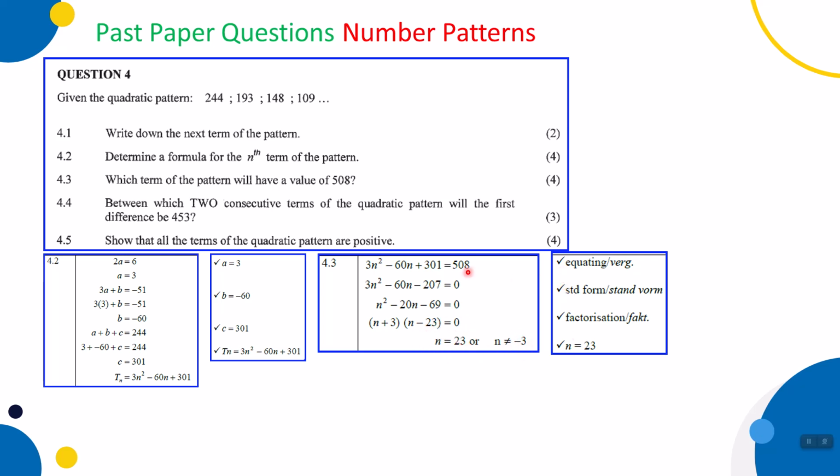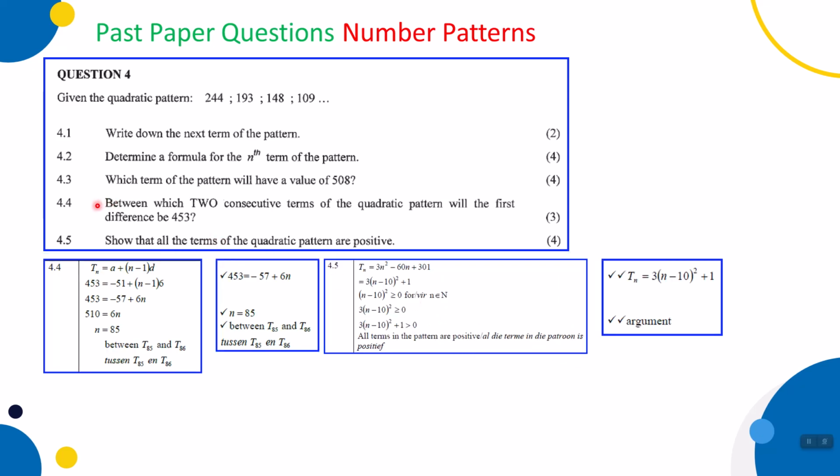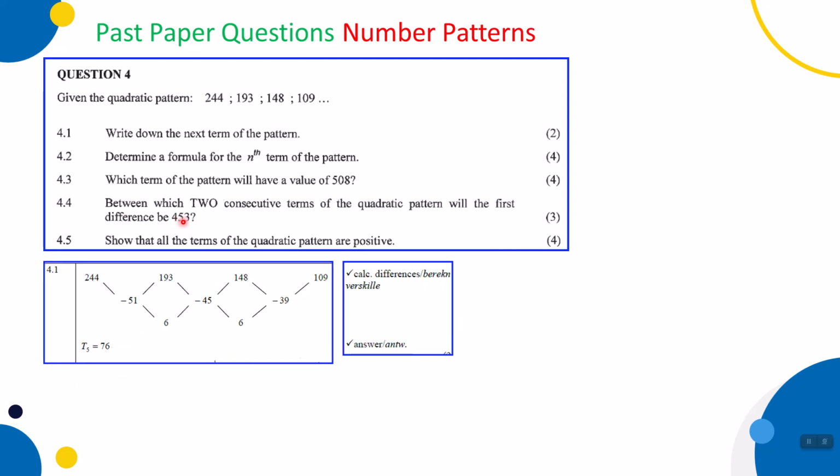You get a mark there for equating the 508 to our Tn. You get a mark for the standard form here where we say it's equal to 0. You get a mark there for factorizing, and you get a mark there for stating n equals 23. Right, 4.4. Between which two consecutive terms of the quadratic pattern will the first difference be 453? Well, if we go back to our first difference line, is this one here.